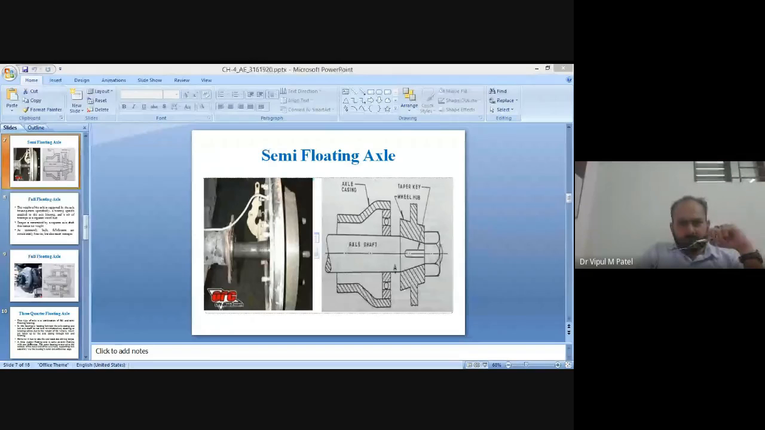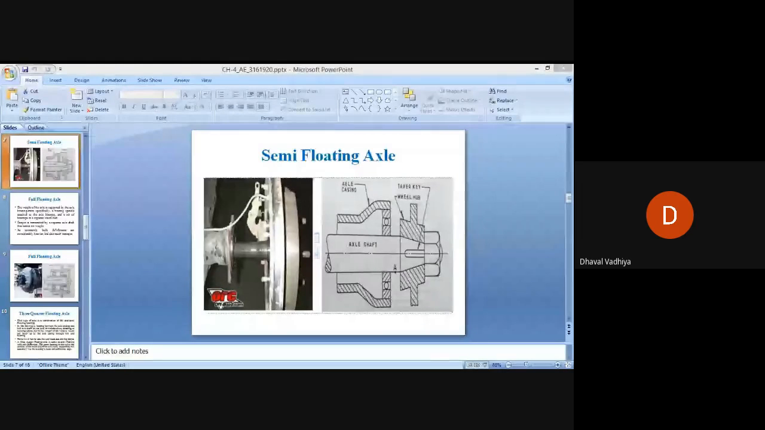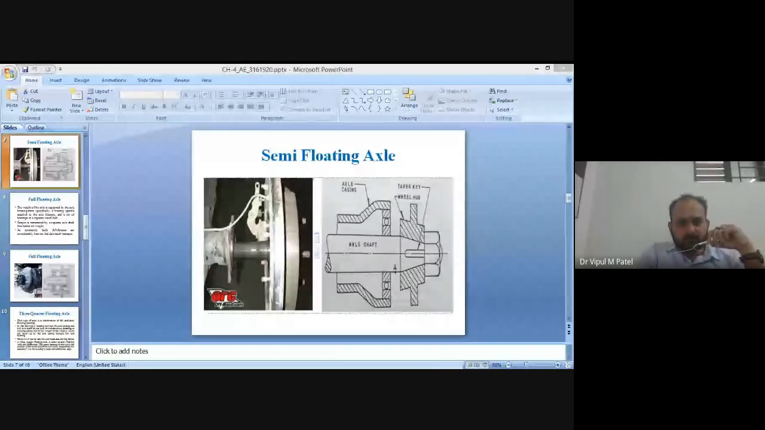Can you see my presentation or not? Yes sir, the semi floating axle is visible. Okay. So you can see the schematic diagram of semi-axle and the live figure of the semi-floating axle also.